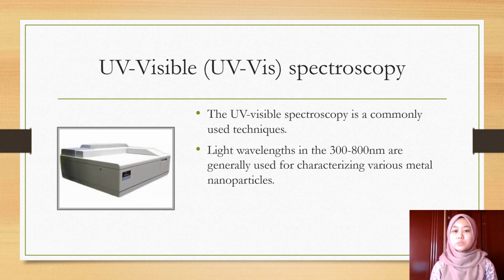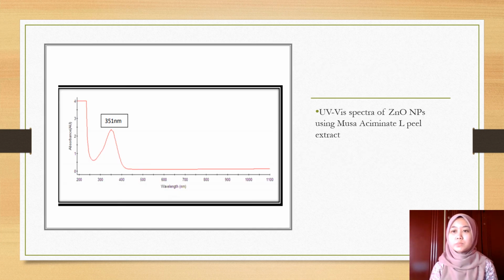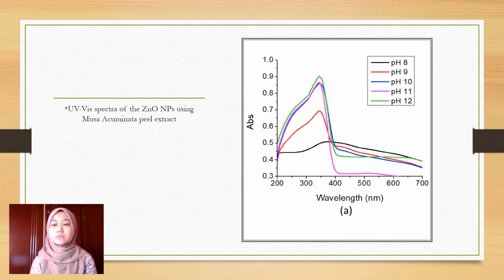Lastly is UV-vis spectroscopy. UV-vis was used for characterizing various metal nanoparticles. The UV-vis spectra of zinc oxide nanoparticles using Musa acuminata L peel extract is shown in this slide. It showed the maximum absorption wavelength at 351 nanometers. Next, the UV-vis spectra of zinc oxide nanoparticles using Musa acuminata peel extract, which is a type of banana. In this figure, it shows the absorption spectra of zinc oxide nanoparticles at different pH.